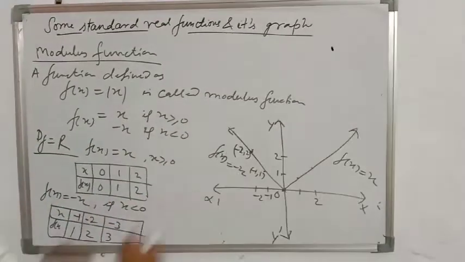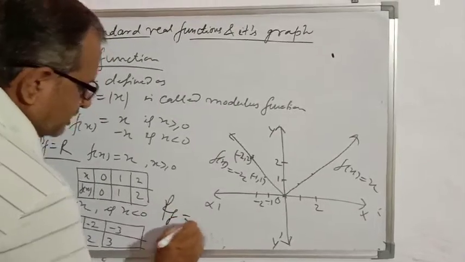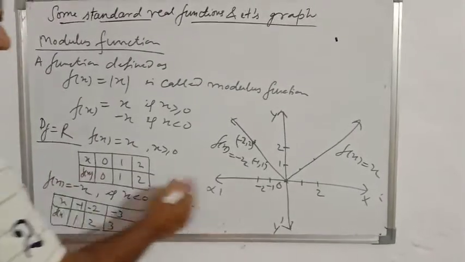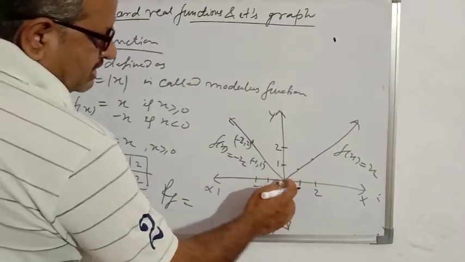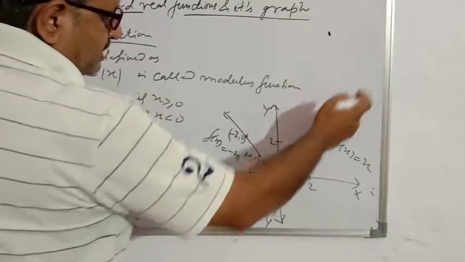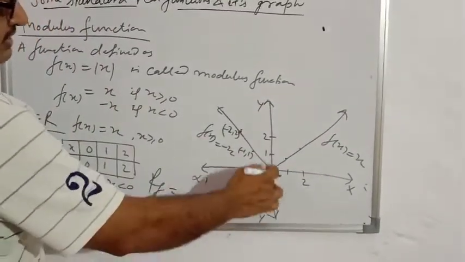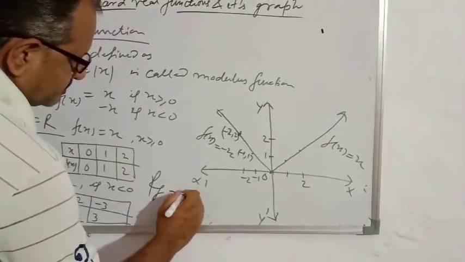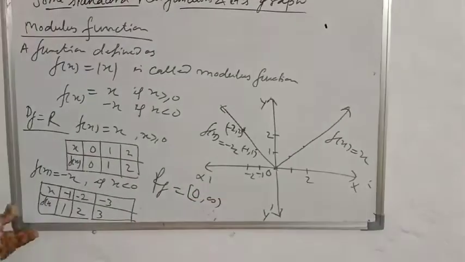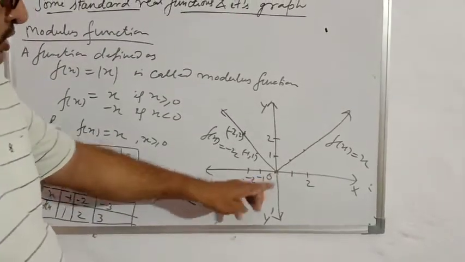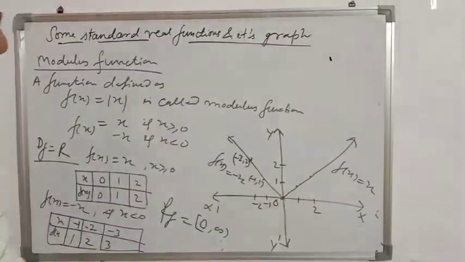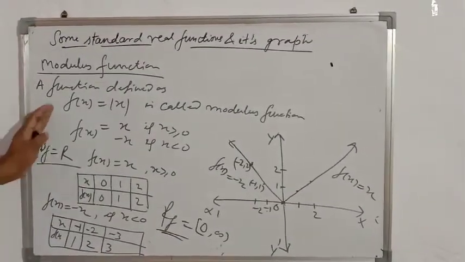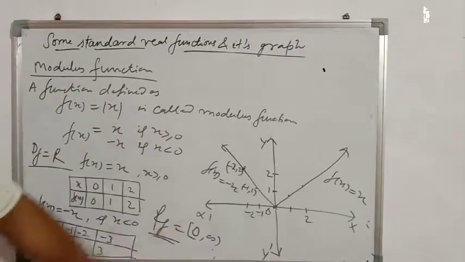So what will be the range of this function? We see that at x equal to 0, f(x) is equal to 0. When x is greater than 0, f(x) increases to infinity. If x is less than 0, f(x) again increases to plus infinity. So from 0 to infinity. The minimum value of the range is 0, the maximum goes up to plus infinity. So this is the range of the modulus function. So f(x) equal to mod x is called the modulus function, and this is its graph.